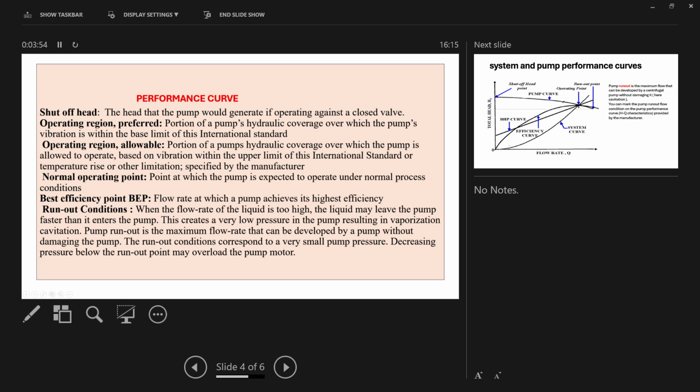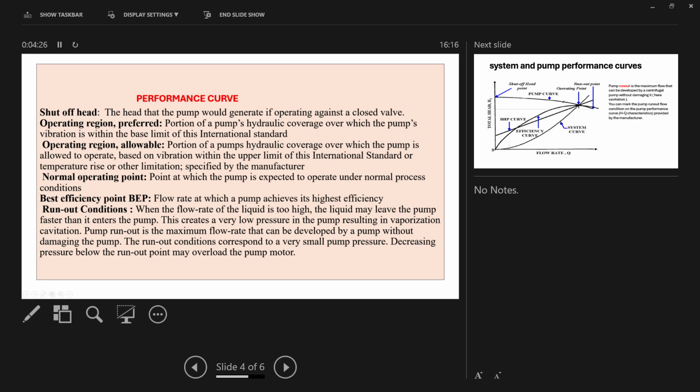Then allowable operating region means the portion of pump hydraulic coverage over which a pump is allowed to operate based on vibration within the upper limit of the international standard and temperature rise or other limitation specified by the manufacturer. This is the upper limit of the international standard. This is the base limit of the international standard.